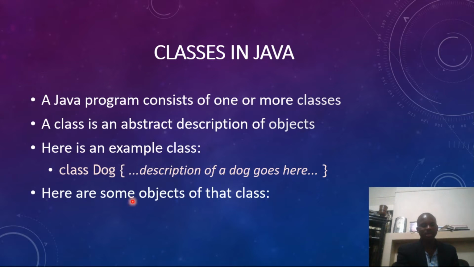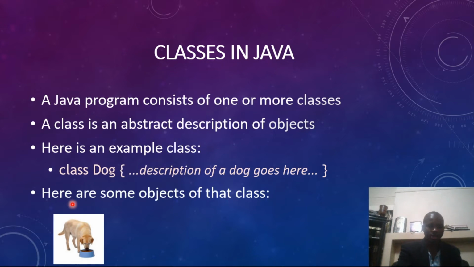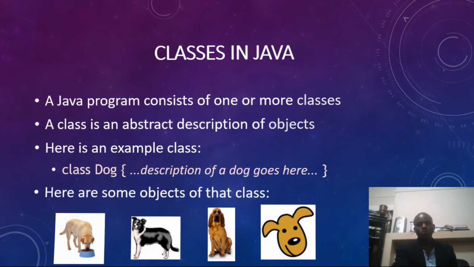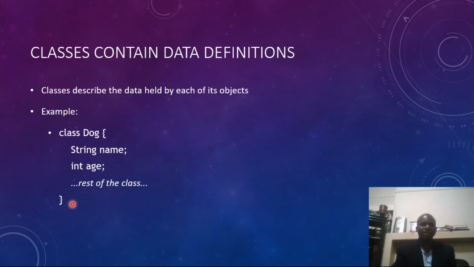So here are some objects of that class. Here we have got some objects of a dog. You see, you've got so many different types of objects, or instances, of a dog. Okay, so let's move on to the next slide.